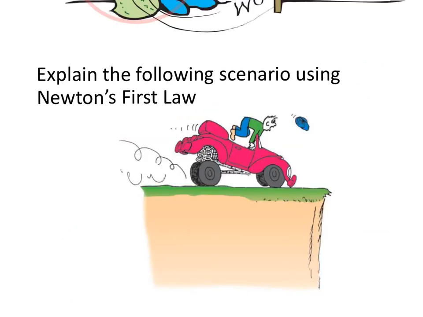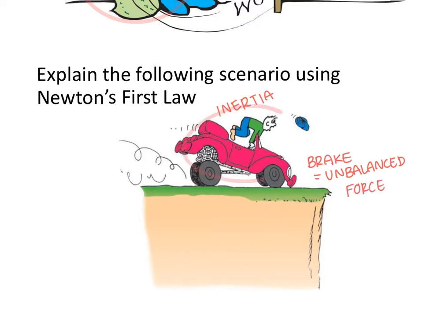Same concept. My car and my person, they have their own inertia, right? Along with my hat. But when I brake the car, so I'm going to brake it or stop it, this acts as my unbalanced force. And this stops my car and my person. However, my hat has its own inertia, so it's going to maintain its movement.